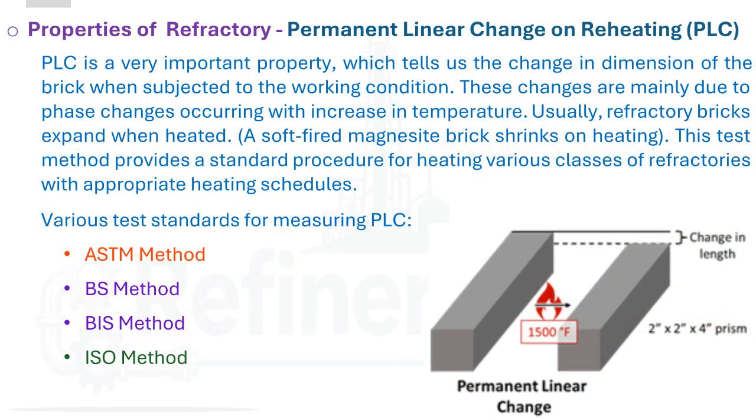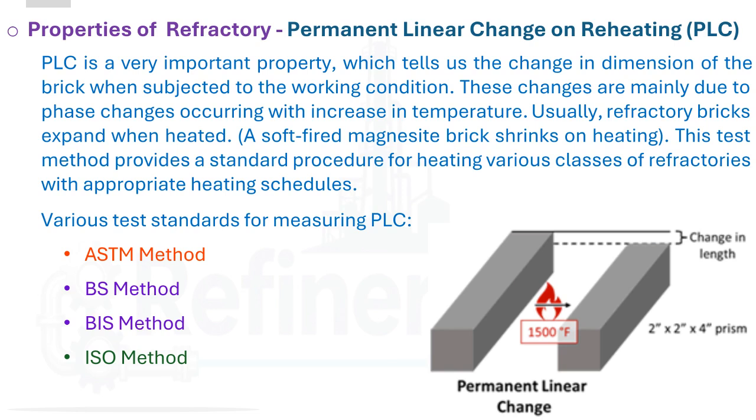Now let us talk about permanent linear change, often abbreviated as PLC. This property is absolutely critical because it tells you how the dimensions of a refractory brick will change when exposed to real working conditions. The physical reality is that most refractory bricks expand when heated. There is one exception: soft-fired magnesite bricks actually shrink. But expansion is the norm. Understanding PLC is essential for designing furnace expansion joints, because if expansion is not accounted for, the refractory lining can buckle, crack, or spall.